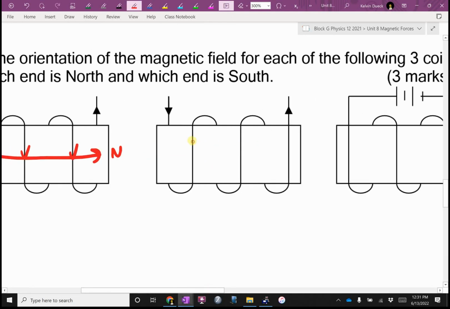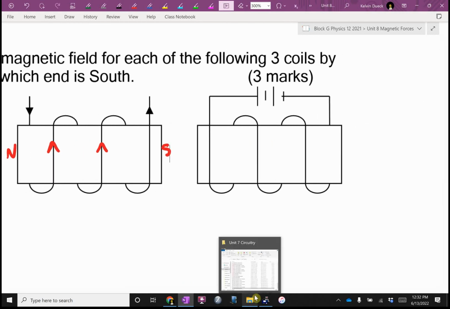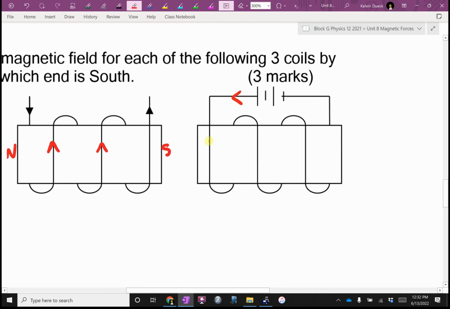It looks like in this diagram, I've got the current going that way. So I would hold my hand like this. That's north, that's south, 1 mark. And in this diagram, I'm going to have to figure out the current. I can do that. It goes like that, like that. Okay, so it's coming this way. So that's north, that's south.